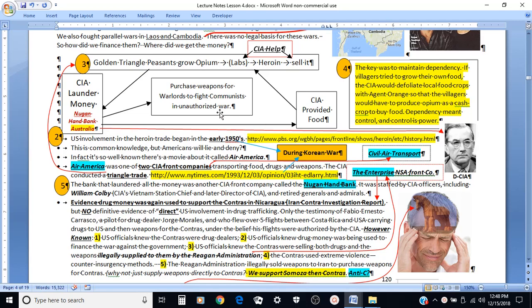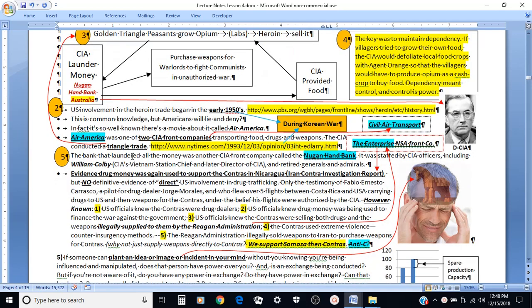All right. Now, the bank that laundered all the money was another CIA front company called the Guggenheim Bank. It was staffed by CIA officers, including William Colby, who was CIA's Vietnam station chief during the Vietnam War, and later became director of the CIA, the top person in the CIA. And it was also staffed by retired generals and admirals. Okay, so that was the Golden Triangle in the 50s through 70s.